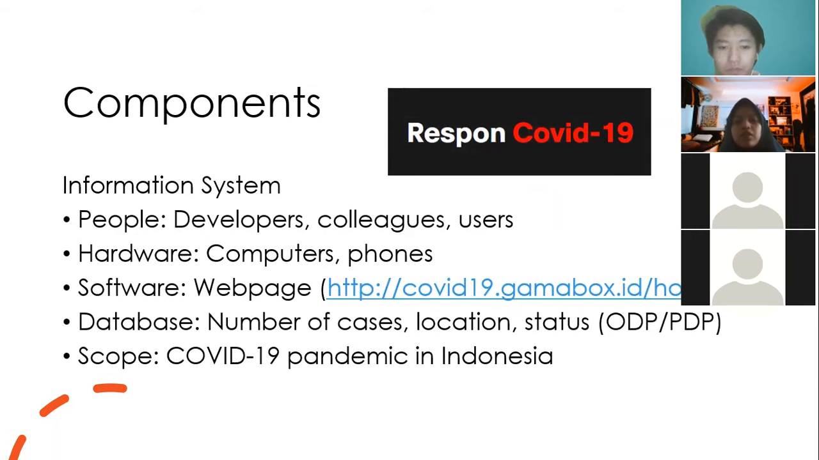Now, let's get into the discussion regarding the components of information systems. As we presented earlier, some components underlie an information system, and Respond COVID-19 fulfills the overall composition, ranging from people to database. The first is people. Those who interact with the information system are a team of developers and the college who were behind the screen, and the users who are the target of the production of this information system.